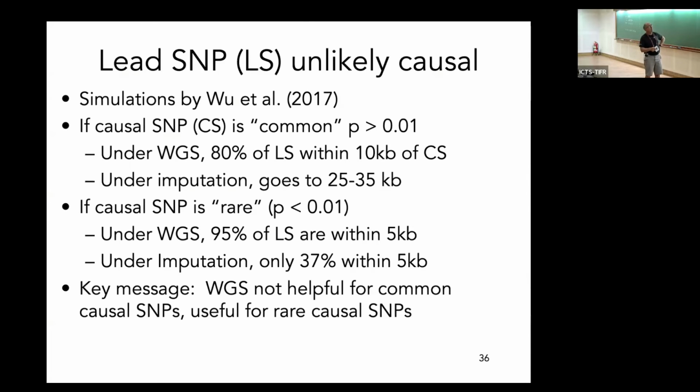Conversely, if I have a rare SNP, under whole genome sequencing, 95% of the lead SNPs are within 5 kb. If I take this same scenario and use imputation, that is, guess these from a reference set, it's now only 37% within 5 kb. So the bottom line is, whole genome sequencing is not that helpful for common SNPs, but it can be useful for rare causal SNPs. But of course, you don't know that because you're simply looking at a marker effect.